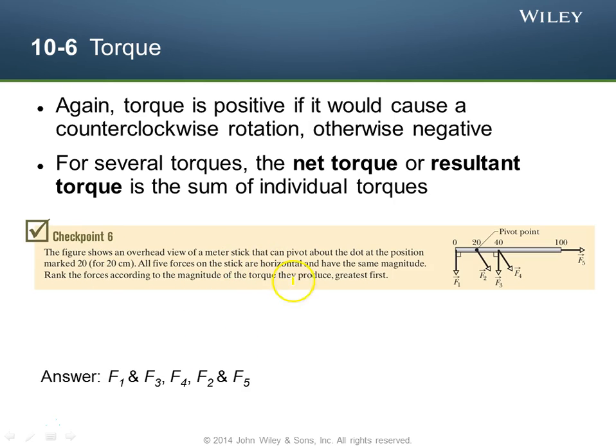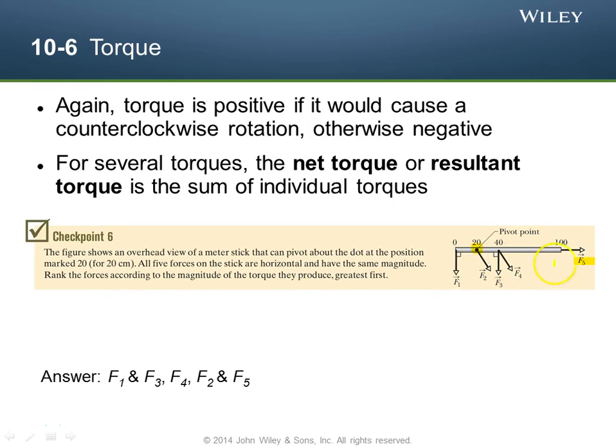So looking at this example here, we have 4 forces, F1, F2, F3, F4. Actually, we have 5 forces, excuse me, and F5 over here. And the pivot point is located at 20 centimeters from the left edge. And so we want to know, looking at all 5 of these forces being exerted, rank the forces according to the magnitude of the torque that they produce, greatest first.